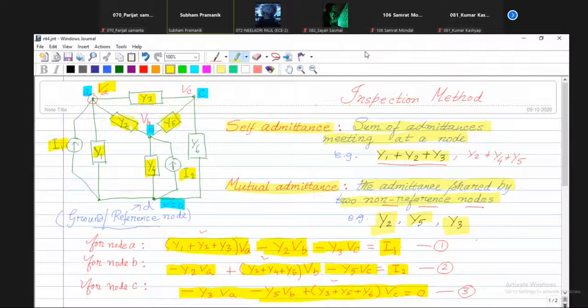Sir, repeat the mutual admittance part. How are you writing the terms? Yes, mutual admittance is the admittance shared by two non-reference nodes. Suppose I have a circuit like this, suppose these two are non-reference nodes and you have an inductor whose impedance is given as J3. Suppose this is node 1 and node 2.